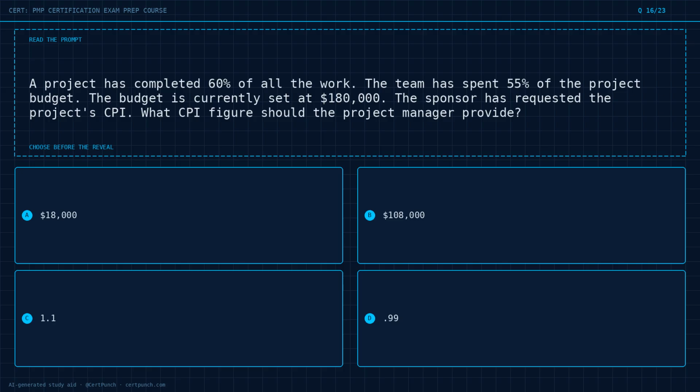Option A, $18,000. Option B, $108,000. Option C, 1.1. Option D, 0.99. Make the call before the reveal. Hold the line on it.